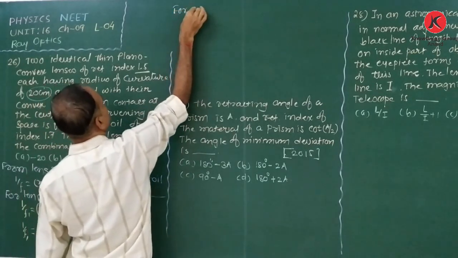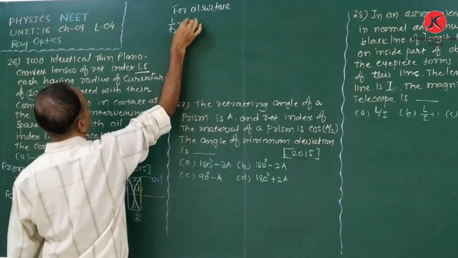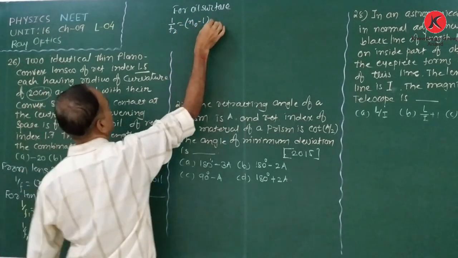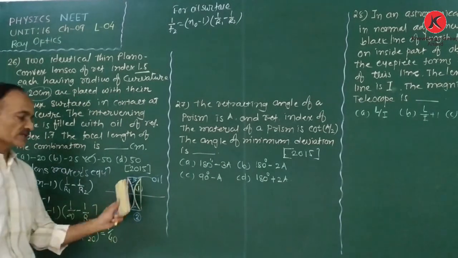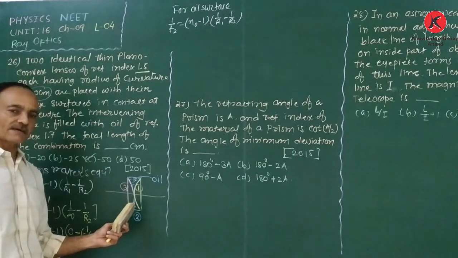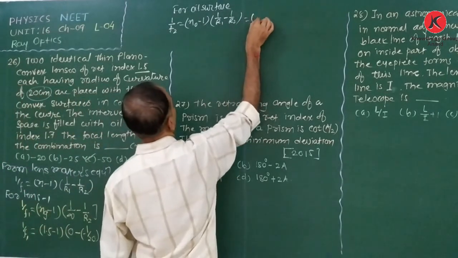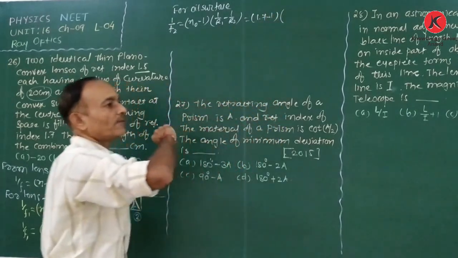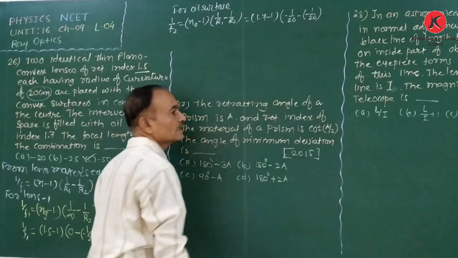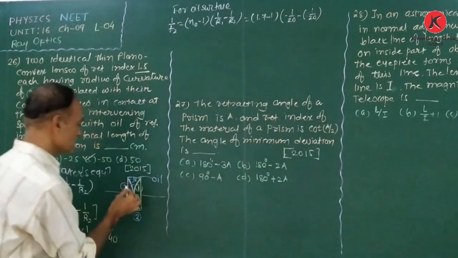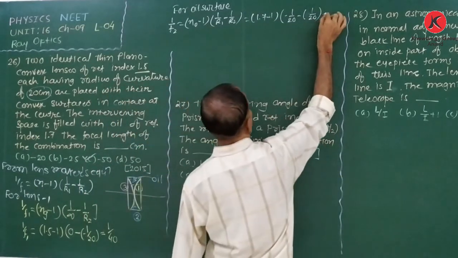For the oil surface, the focal length is 1/f2 = (n_oil - 1)(1/R1 - 1/R2). A concave shape is formed. For one surface the radius of curvature is negative, while for this side it is positive. Therefore, we substitute the values: (1.7 - 1) times (1/20 first, minus 1/-20). For the second it becomes positive. Therefore its simplification is minus 7/100.